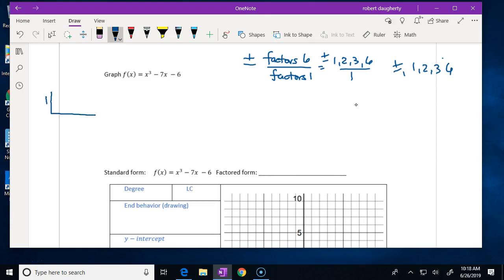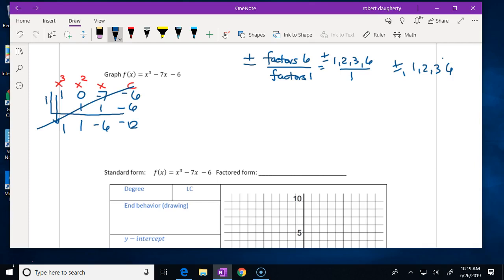If I factor out a 1, then I've got 1x cubed, 0x squared, negative 7x minus 6. So this is my x cubed, my x squared, my x, and my constant. Synthetic division: bring this number down. 1 times 1 is 1. Add 0 and 1 and you get a 1. 1 times 1 is 1. Negative 7 plus 1 is negative 6. 1 times negative 6 is negative 6. That's negative 12. This does not work, okay?